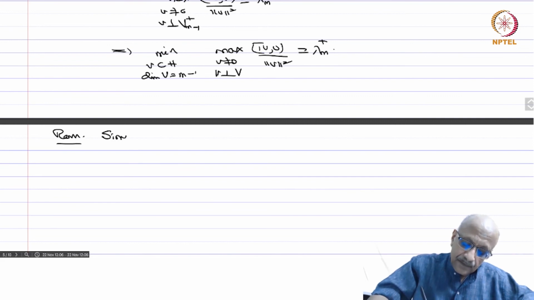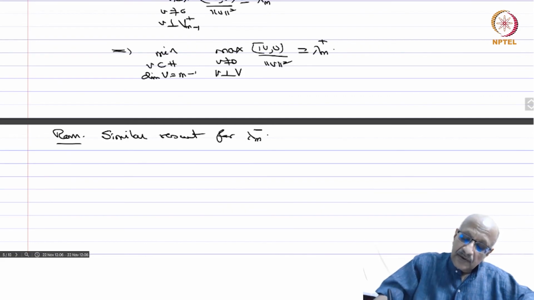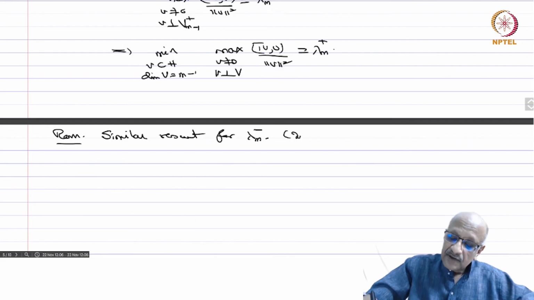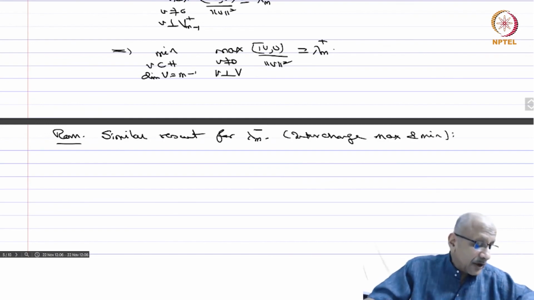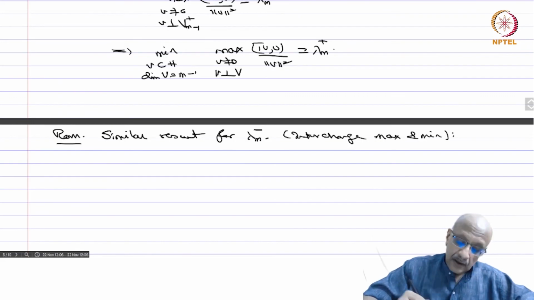So, a remark: there is a similar theorem, a similar result, for lambda m minus. So in fact, interchange max and min, and you will get the corresponding results. Now, a corollary of the previous result.